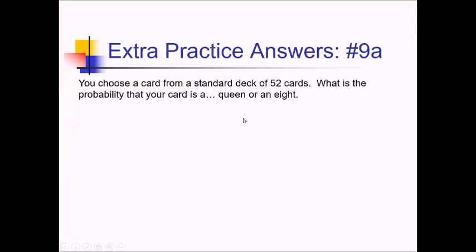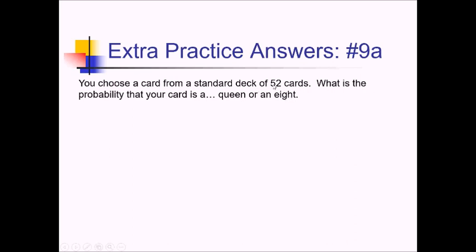For this one, we have a card being chosen from a standard deck of 52, and that's going to be for all the problems in this set of problems. We want the probability your card is a queen or an 8. Okay, so we have an OR going on, so we have two different groups that we have to add together for probabilities. Is there any overlap between these two groups?